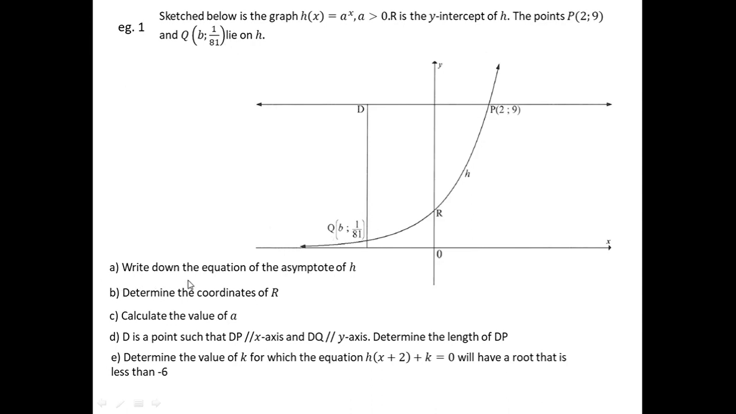So here are our questions. Write down the equation of the asymptote of h. Question B, determine the coordinates of R. Question C, calculate the value of a. Question D, blah, blah, blah. We'll come to that when we get to that. Or as they say in the classics, we'll cross that bridge when we come to it.